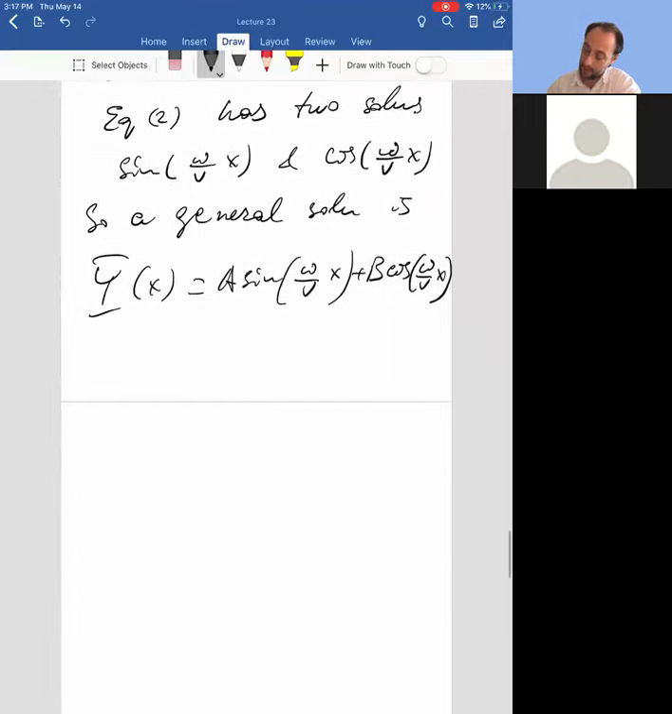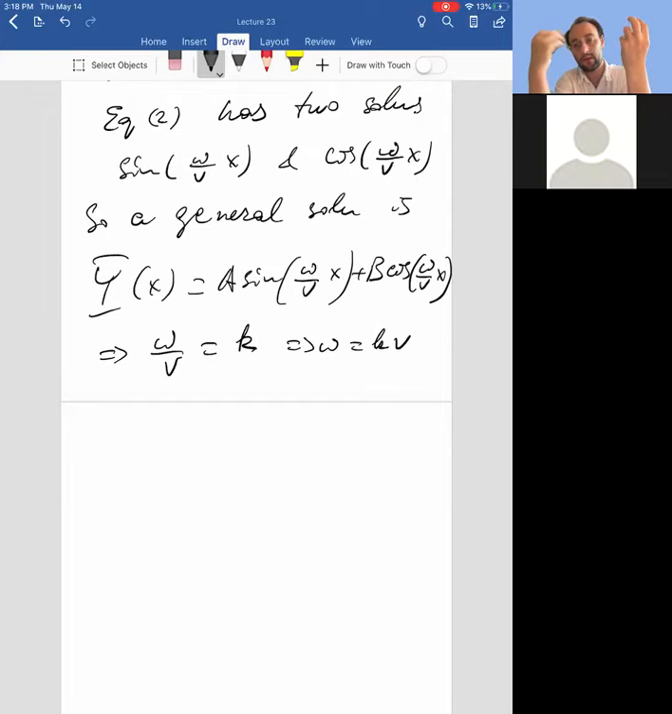Now we have to do something that's extremely important. Actually, before that, let's realize that omega over v equals the wave number k. And so therefore omega equals k times v. So it's a relationship that connects angular frequency and the wave number. We've already seen something like that. So this is called the dispersion relation.